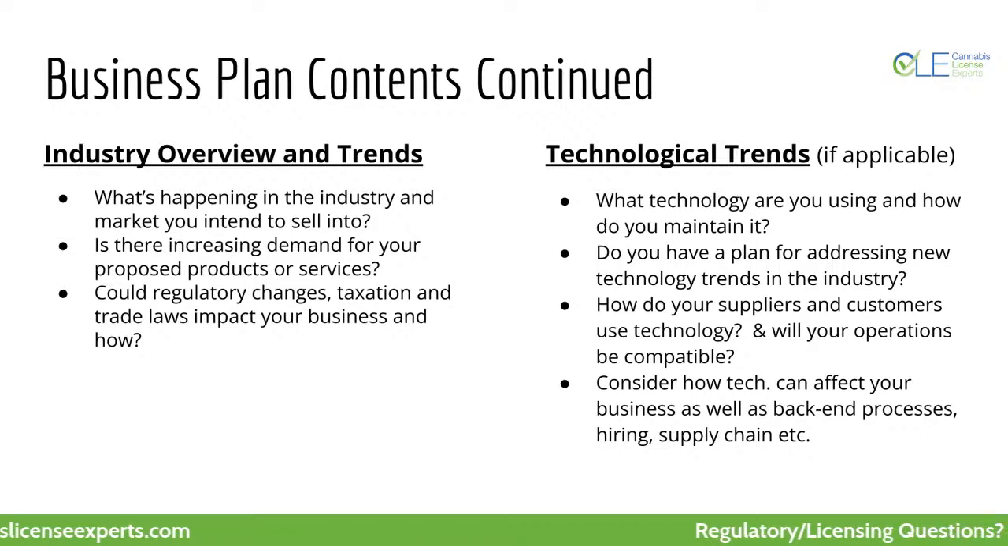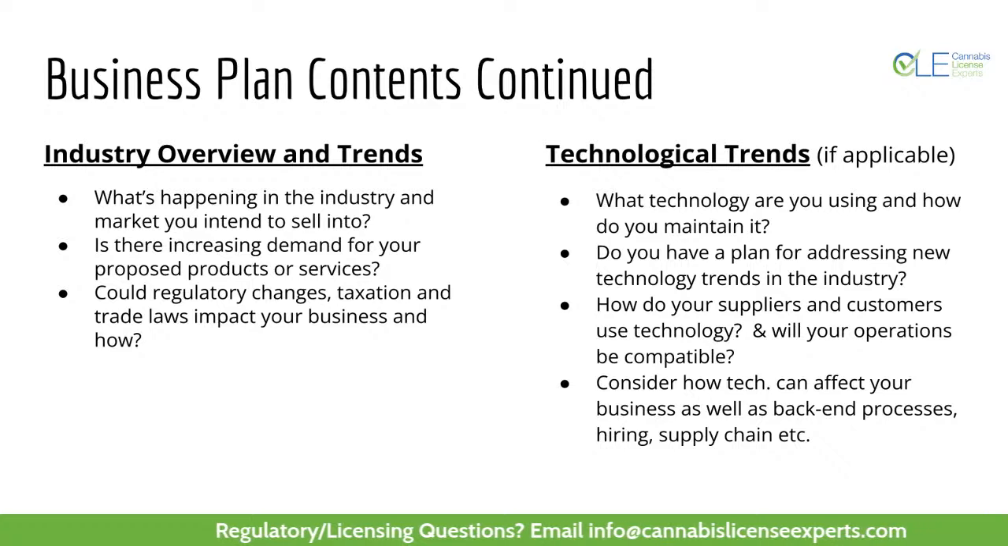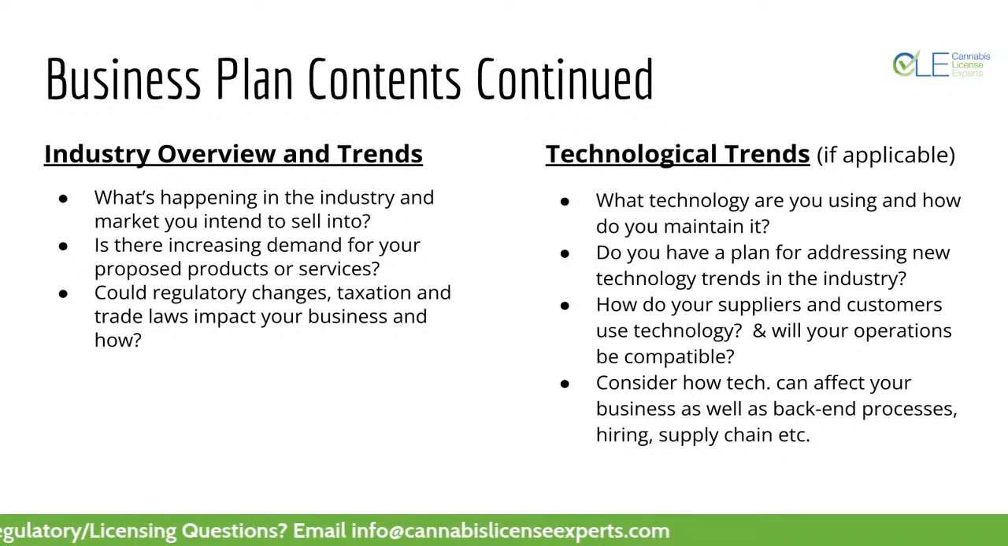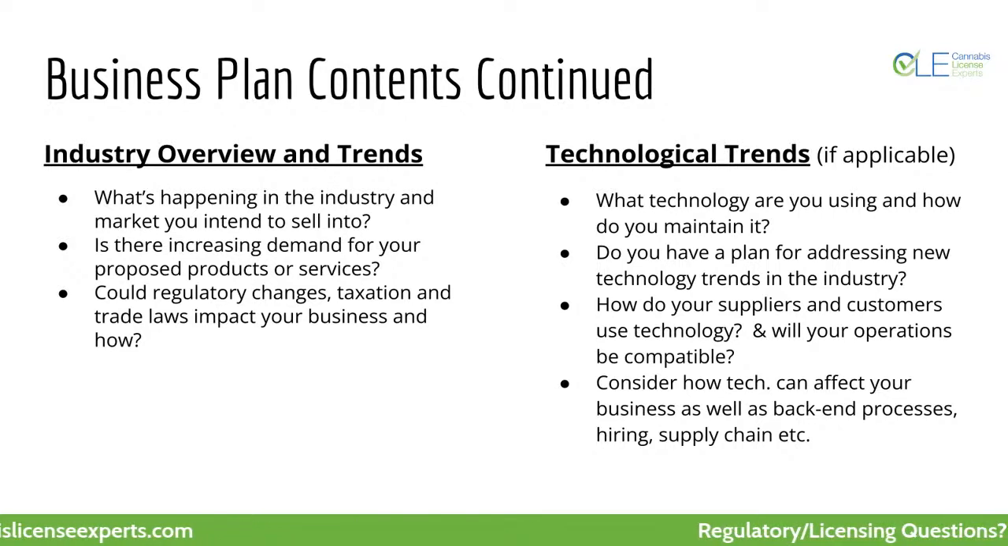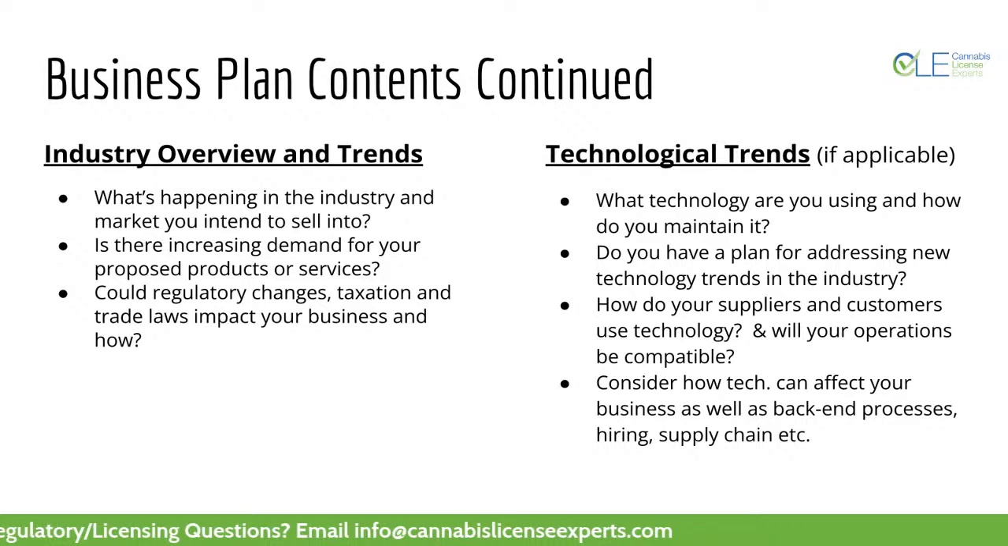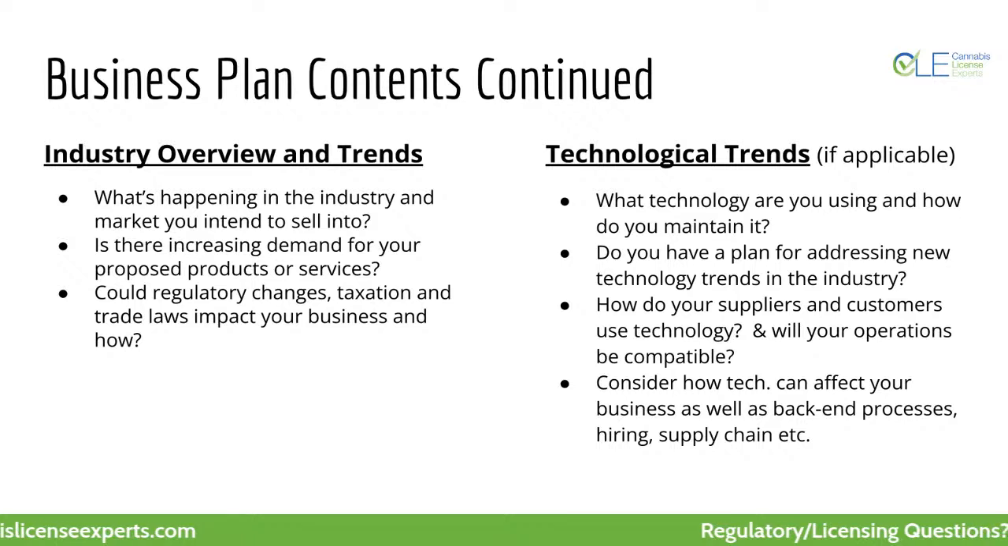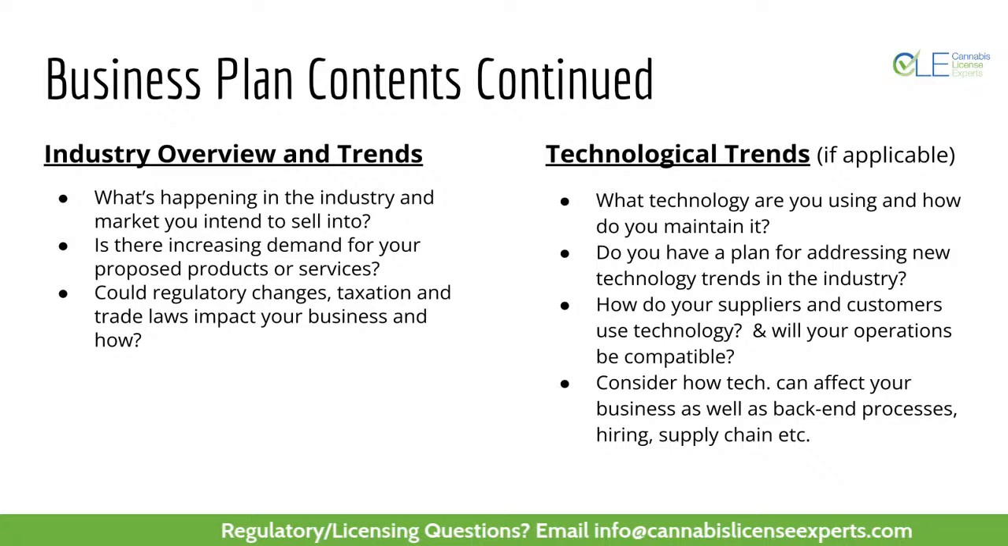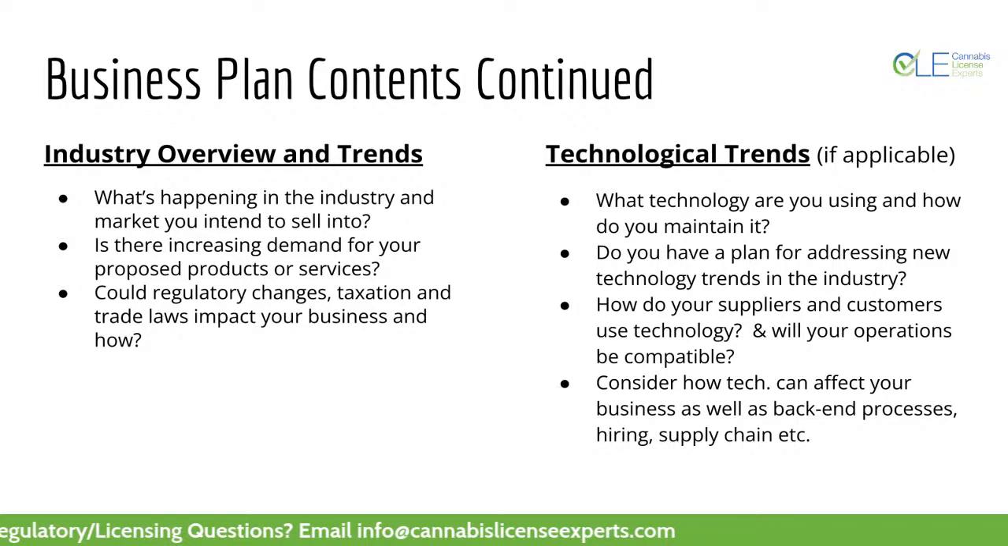Then we're going to look at technological trends, if they're applicable. But let's face it, we all use apps, we all use computers, we're all responsible for seed to sale software. So yes, this is something you are going to be looking into. So ask yourself what technology you're going to be using and how do you maintain it? This could be your security systems, this could be your seed to sale software, this could be HR software, tons of things that this could apply to. Fertigation systems, even. And then do you have a plan for addressing new technology trends in the industry as they evolve? And then how do your suppliers and customers use technology, and will your operations be compatible?